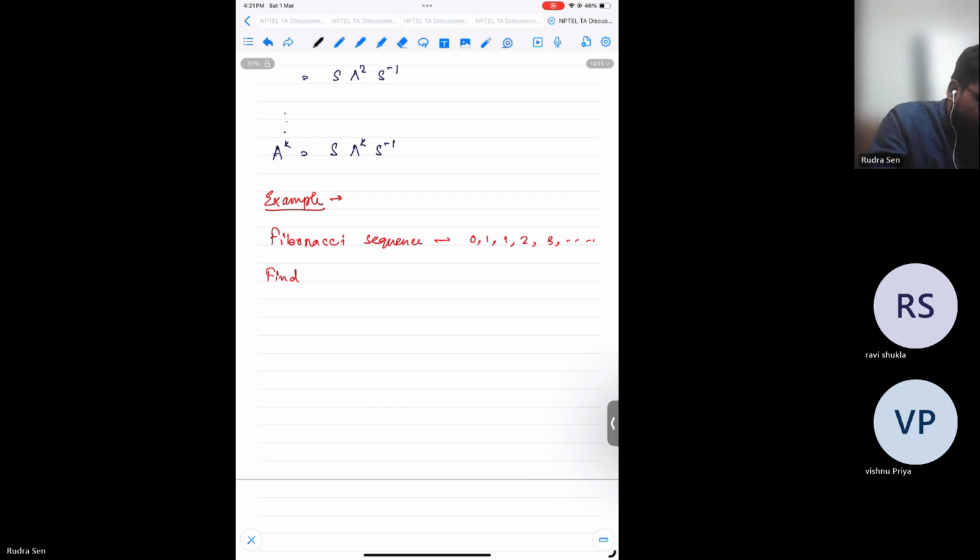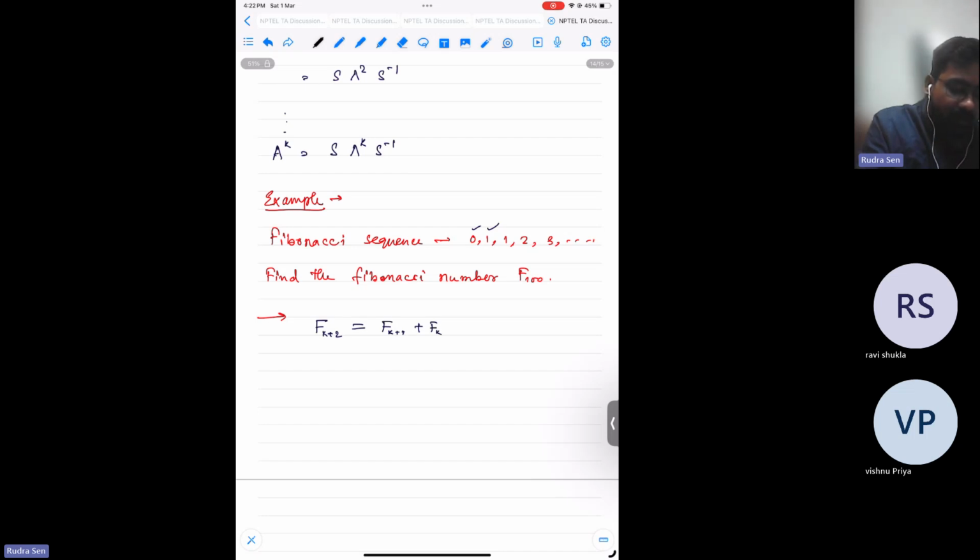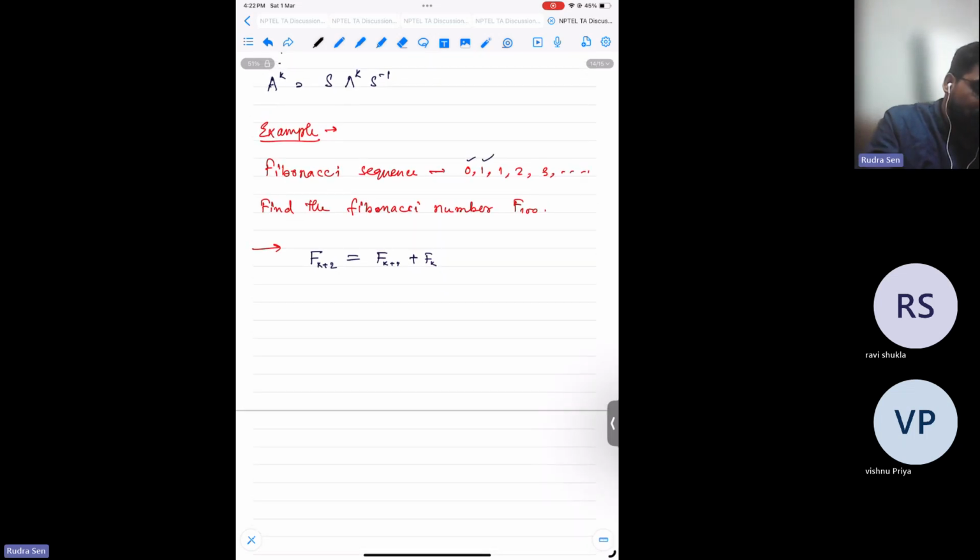So the question is: find the Fibonacci number F100. We know the first term and the second term, and then we can continue this process. F(k+2) is basically F(k+1) plus F(k), right? So F2 is F1 plus F0, F3 is F2 plus F1. This is one equation that we get. Another equation is F(k+1) equals F(k+1).